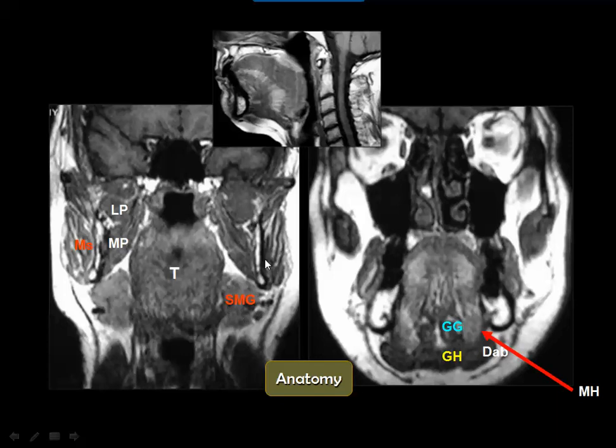This is the ramus of the mandible, and you can see the lateral and medial pterygoid muscles attached to the lateral pterygoid plate. Outside the ramus of the mandible you can see the masseter muscle. Then a more anterior section will show GG or the genioglossus muscle, and underneath the geniohyoid muscle, and more lateral to it you can see the anterior belly of digastric muscle. Then this section passes here, and this one corresponds to the green line.